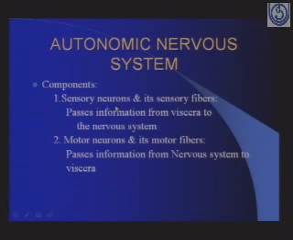What are the components of the autonomic nervous system? It has sensory neurons and their fibers, that means it has a sensory component and a motor component. Sensory means it passes information from the viscera to the nervous system. For example, any information going from the heart to the nervous system goes through the autonomic nervous pathway.